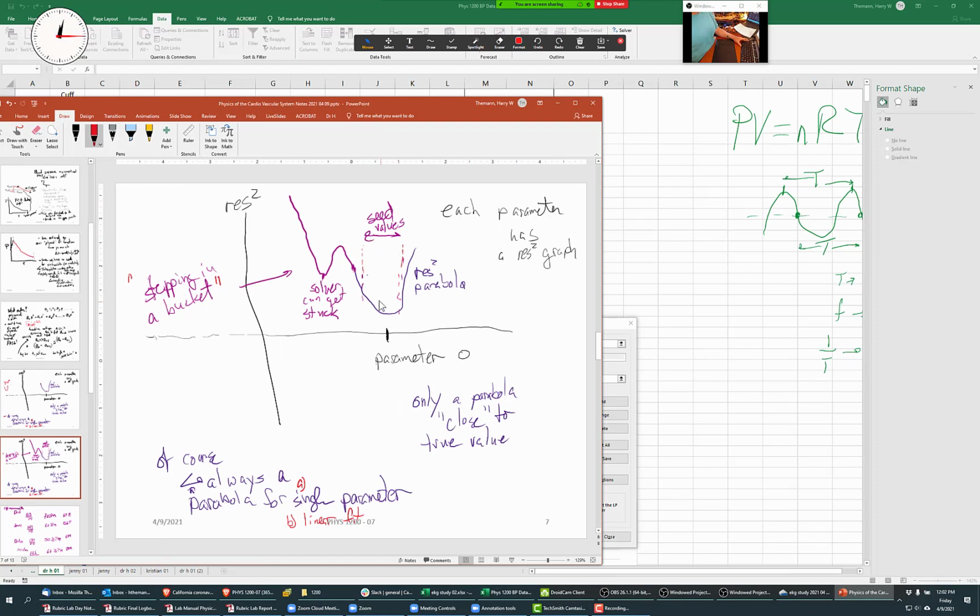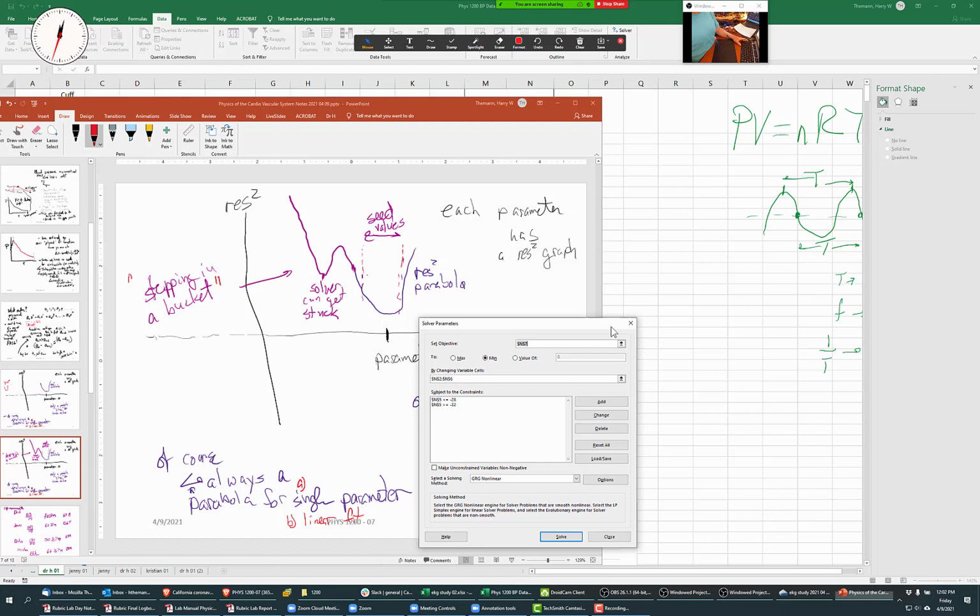But generally speaking, the seed value should put us close to the part of the fit, the residual square, that's actually a parabola and is actually the minimum. And it worked in our case.